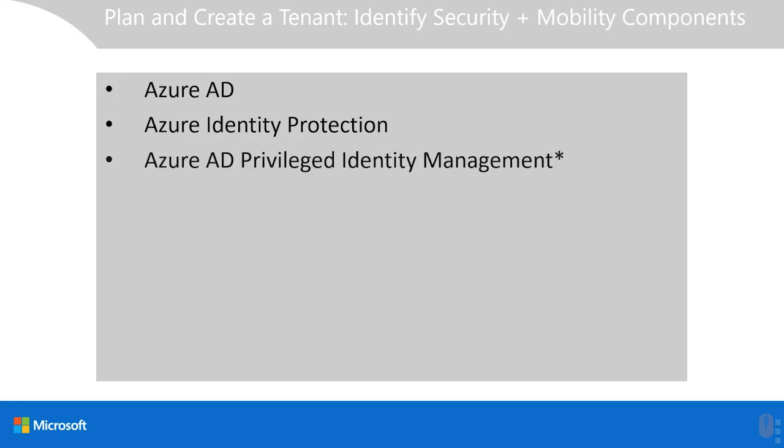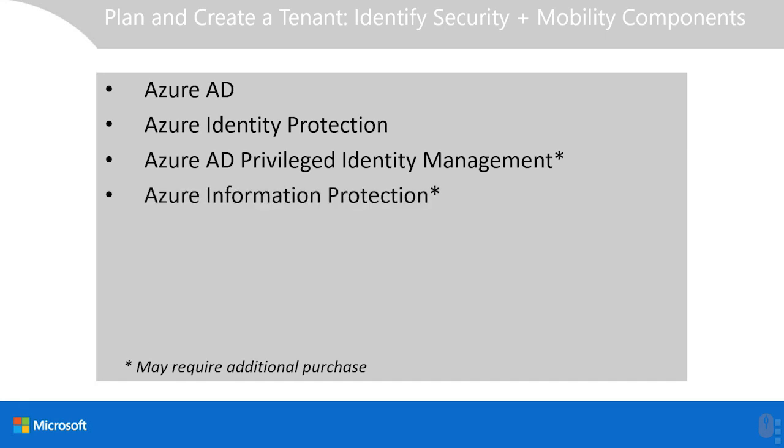And then you might also want Azure AD Privileged Identity Management. This, as it says, might require additional purchase, but this is going to provide you with additional abilities to manage, control, and monitor access to important resources in your organization. Also, Azure Information Protection, which provides you with labels. It allows you to discover and classify and protect documents and emails by applying labels to your content. And you may also want to use Microsoft Intune, which focuses on mobile device management and mobile application management.